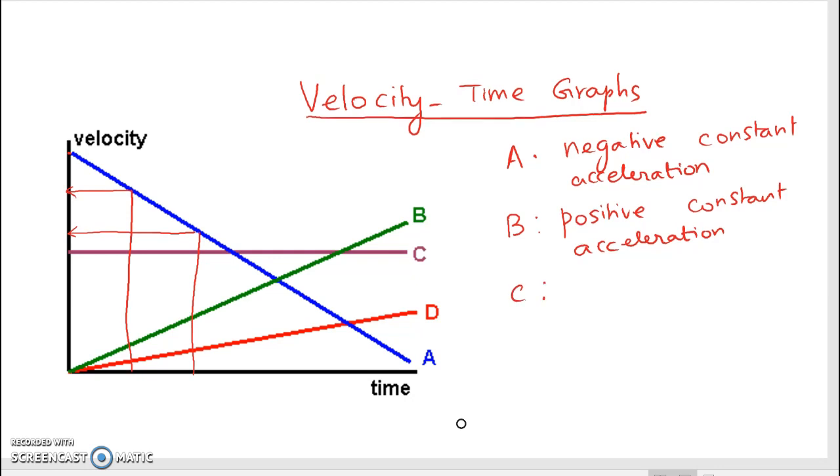In the case of C, notice that the velocity does not change at all. It always remains at the same value as time increases. So C represents constant velocity, or simply no acceleration.